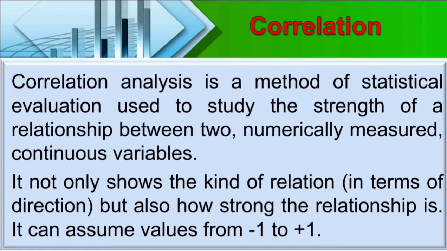Correlation. Correlation analysis is a method of statistical evaluation used to study the strength of a relationship between two numerically measured continuous variables. It not only shows the kind of relation in terms of direction, but also how strong the relationship is. It can assume values from -1 to +1.